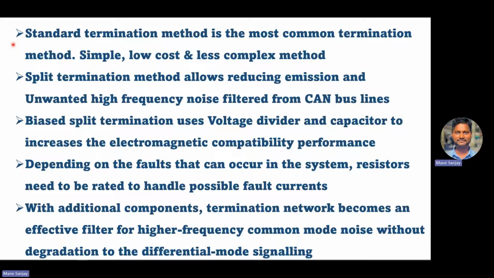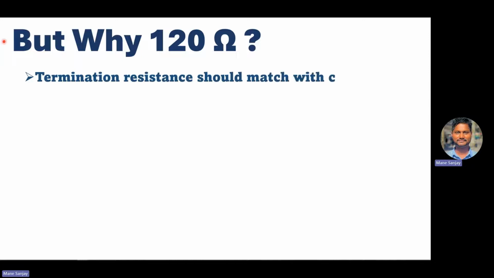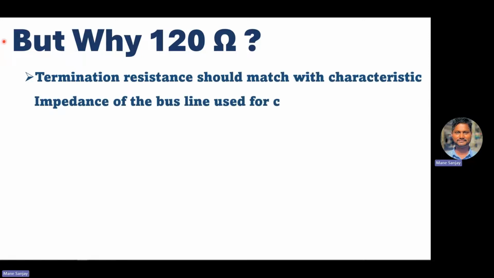Now, till now we have covered the standard termination, split termination, and bias split termination. So let's talk about why we need 120 ohm of termination resistance. So termination resistance should match with the characteristic impedance of the bus line used for the communication itself. That is important. Otherwise, we will have signal reflections and the signal bounce back. That would happen.